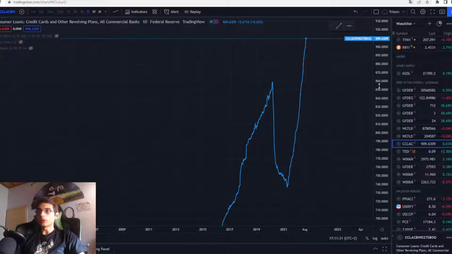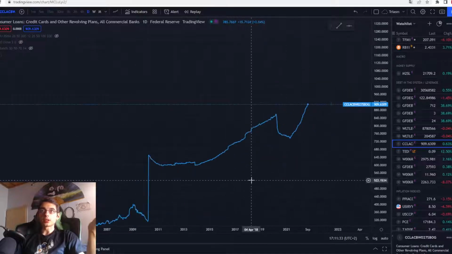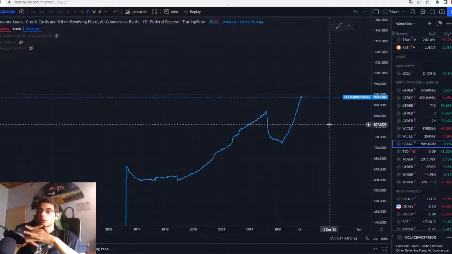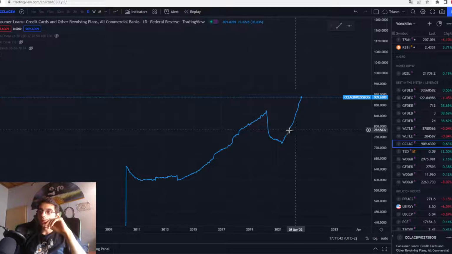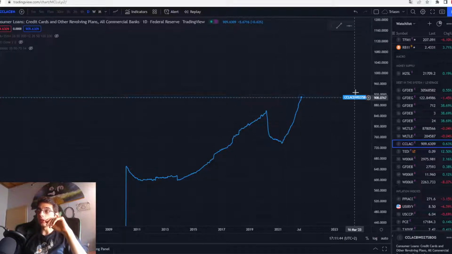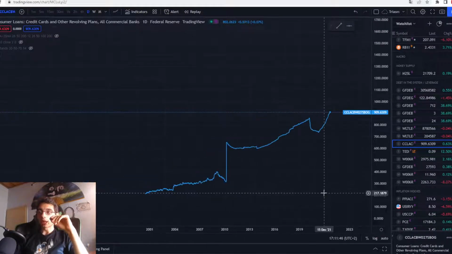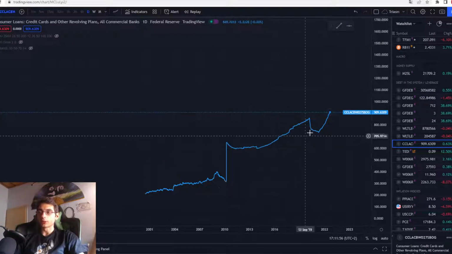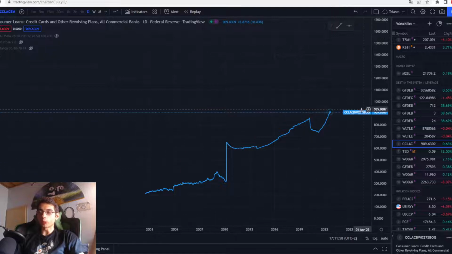And another thing that I saw is that consumer loans, credit cards, and other revolving plans in all commercial banks are getting higher. They've been getting higher since last year. And that's because people can't actually afford to buy even the necessities, and they're taking loans just to buy food and drinks and keep on living. And this is a pattern that isn't stopping either. It's up and to the right.